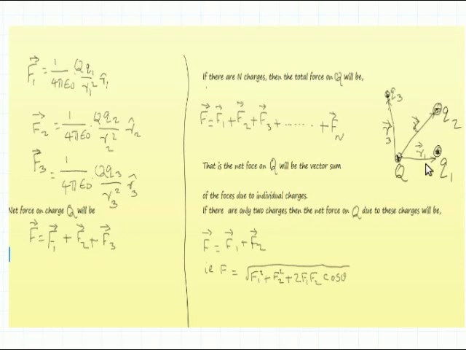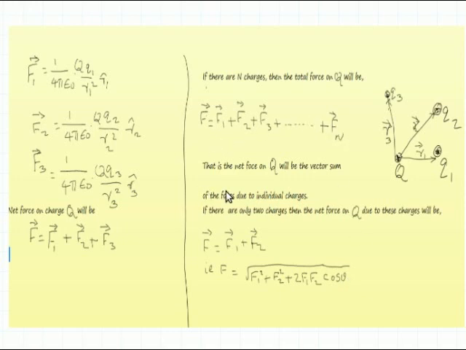Now suppose there are only 2 charges. Then this equation F1 plus F2 plus F3 plus etc. Fn will become like F is equal to F1 plus F2. And this, you know, the resultant force between two vectors will be root of F1 square plus F2 square plus 2 F1 F2 cos theta. So this is the superposition principle.